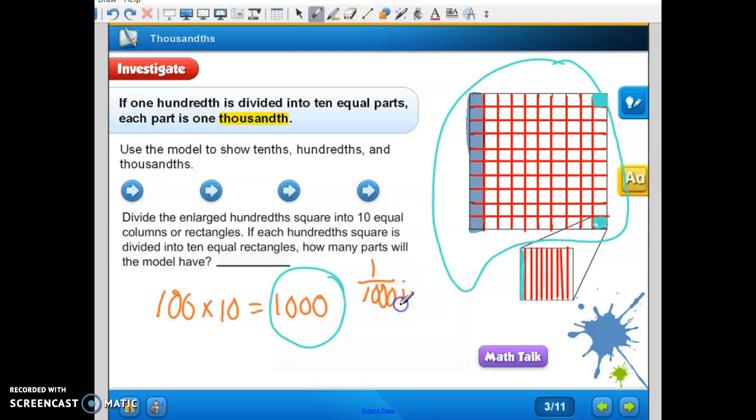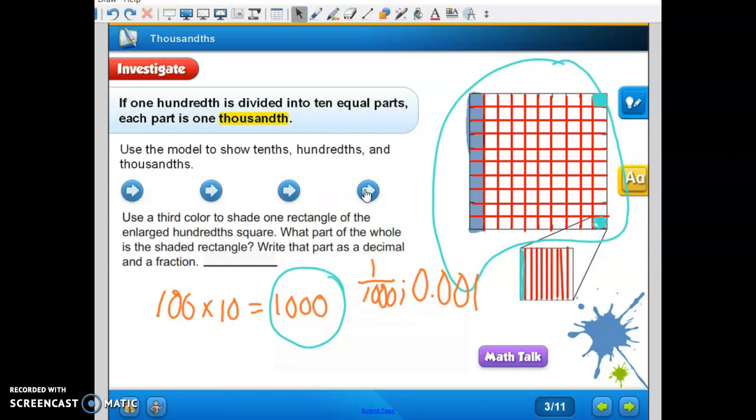And again, if we have to do it as a decimal, we're going to have 0 for our whole number, 0 in our tenths, 0 in our hundredths, and 1 in our thousandths place. So again, once you shade one of those little rectangles in that enlarged box, you have 1/1,000. Written as a fraction, 1/1000, and written as a decimal, 0.001. It says use a third color to shade one rectangle of the enlarged hundredth square. What part of the whole is the shaded rectangle? So this is what?